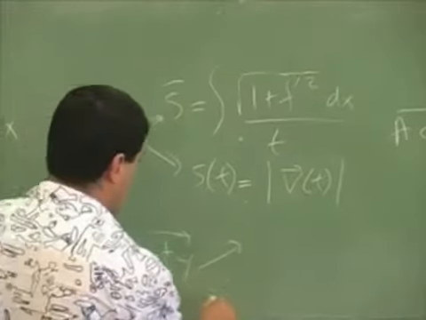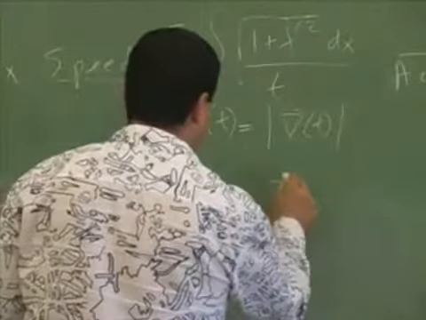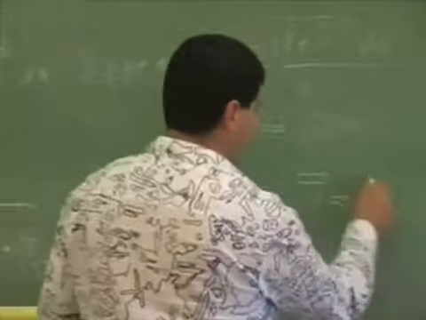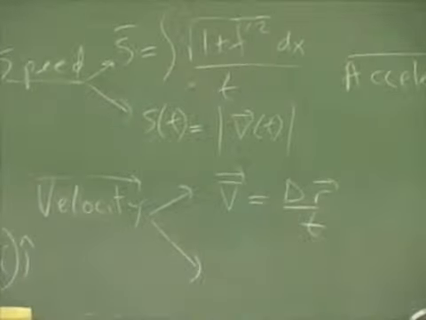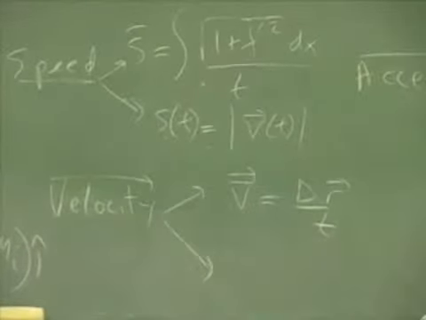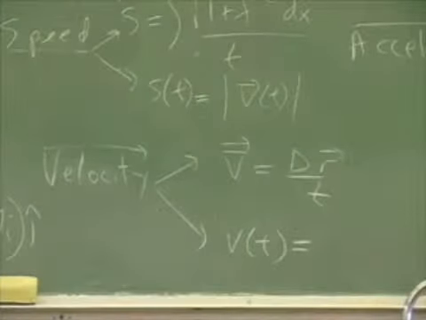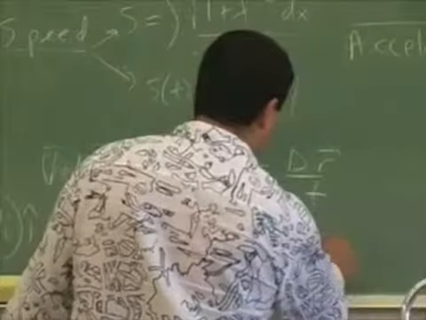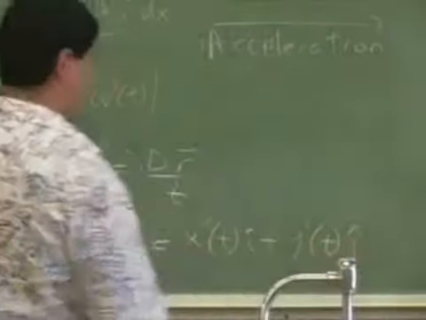Okay, the velocity vector we can also divide into two. Average velocity is going to be the displacement divided by time. Okay, and then instantaneous velocity is going to be the derivative of the x and y position as a function of time. So x prime of t i hat plus y prime of t j hat.